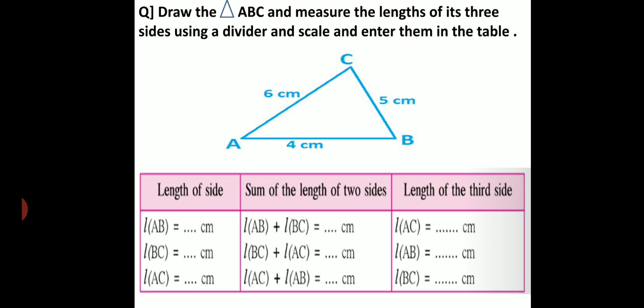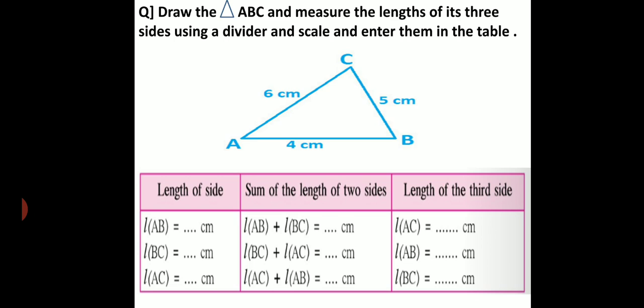Now, once you do this, the third part of this question is where you have to fill in the table. I have not changed the table. The first column asks you to fill in the length of the side. What is the measurement of AB? You have to write it over there. What is the measurement of BC? You have to write. And what is the measurement of AC?